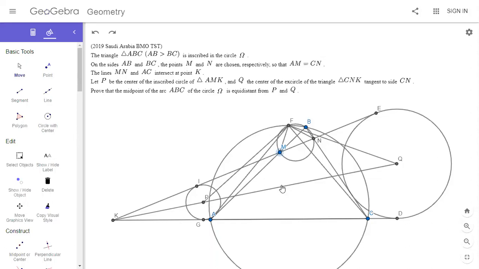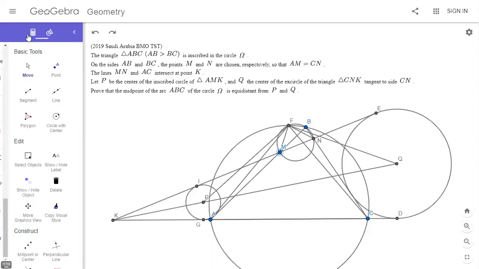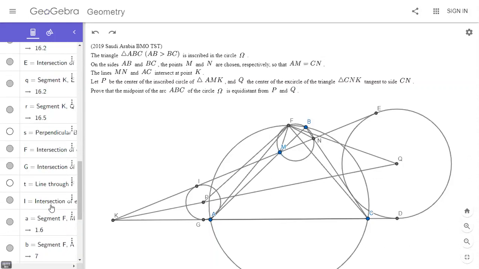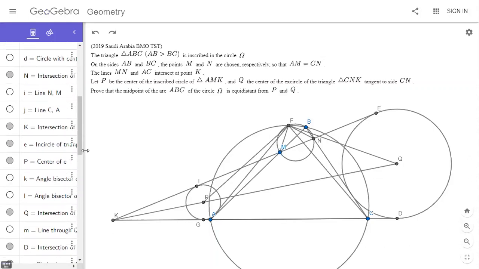So yeah, maybe it would help to draw the center. Let's see. Where's the circle through A, F, and C?